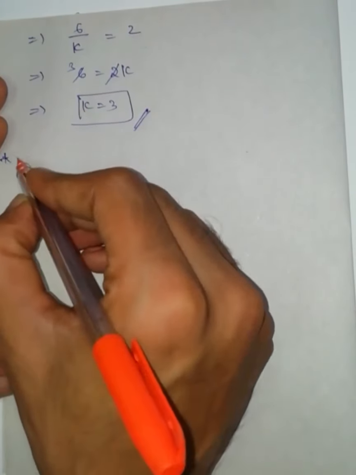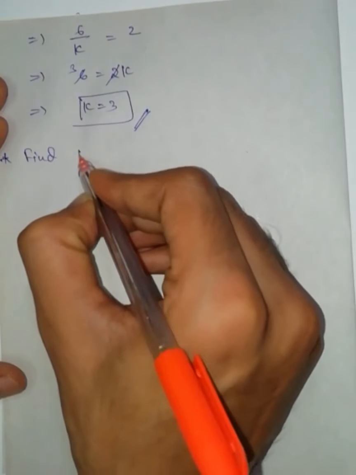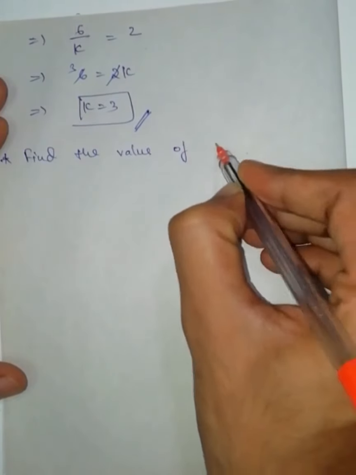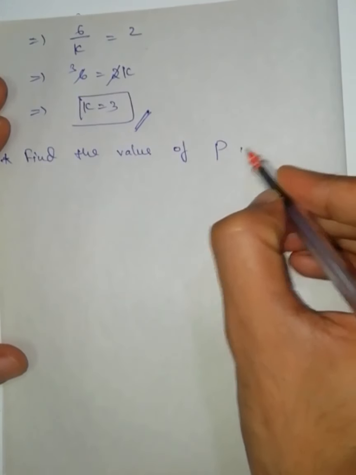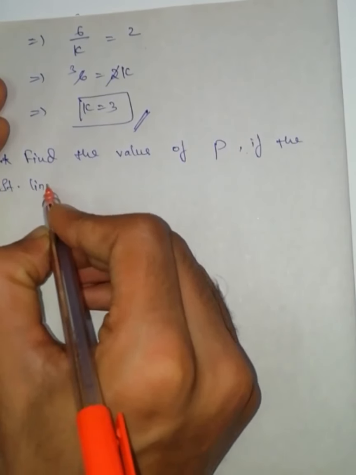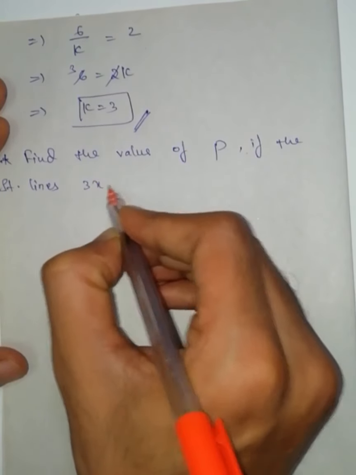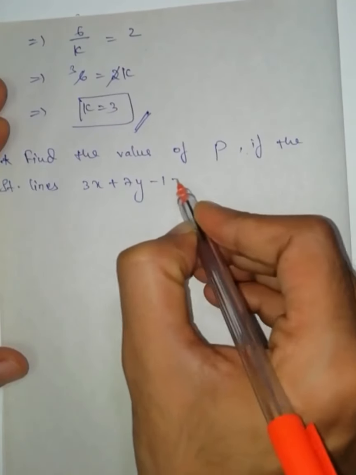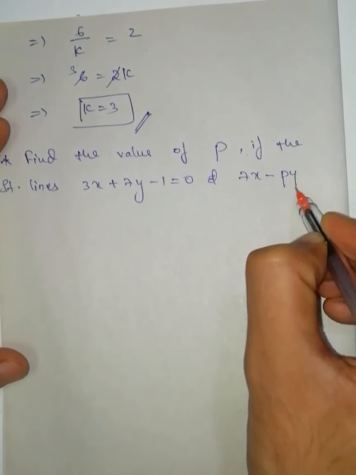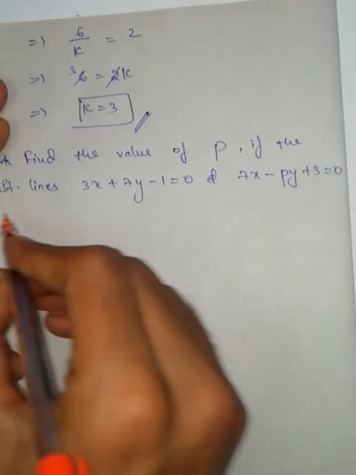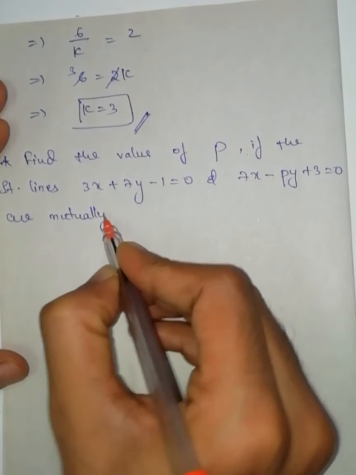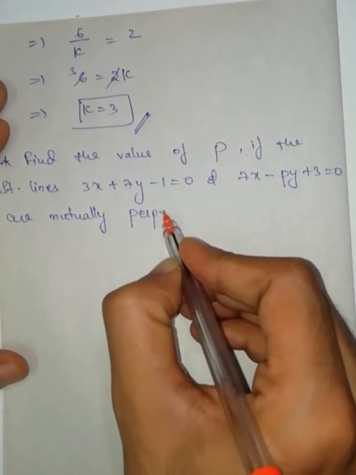Next problem. Find the value of p if the straight lines 3x + 7y - 1 = 0 and 7x - py + 3 = 0 are mutually perpendicular.